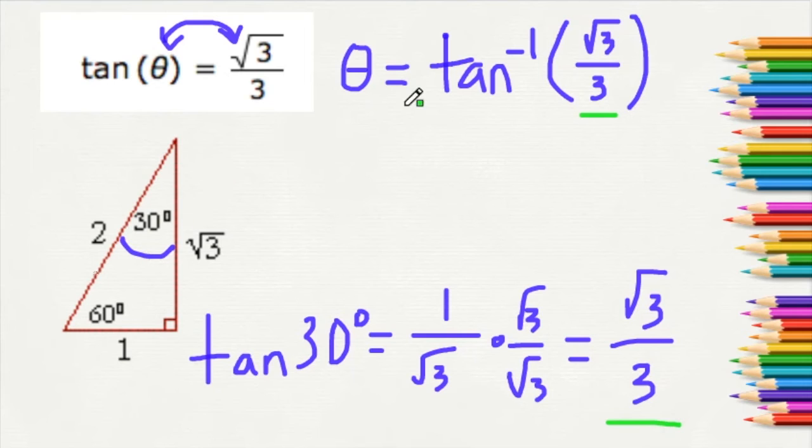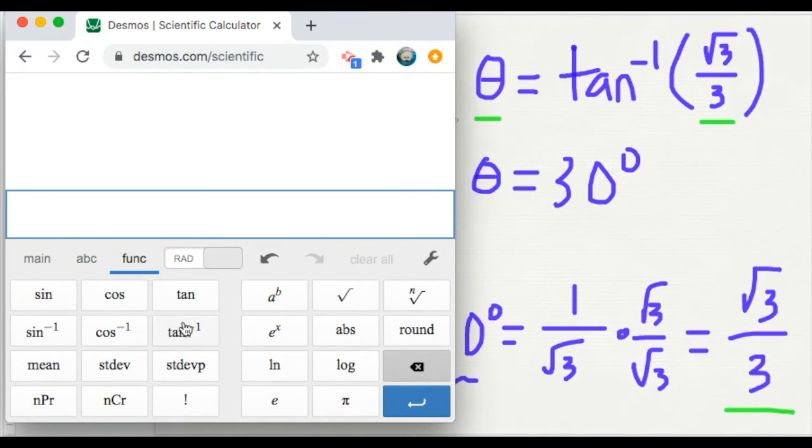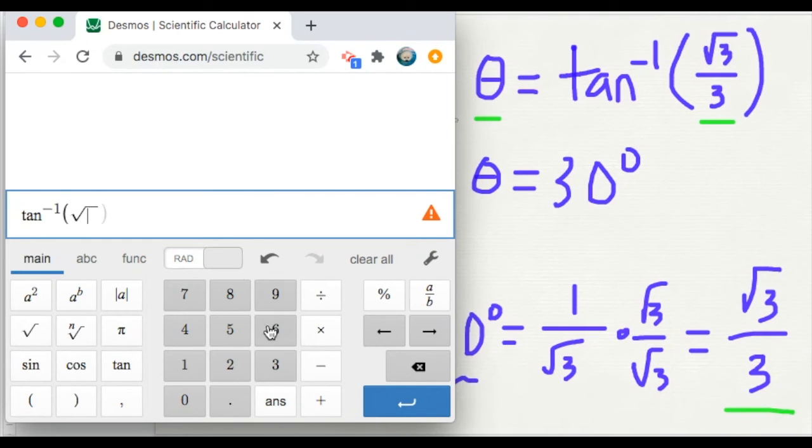And now you can see that it's the same thing as what we had for tangent inverse. So that means theta is equal to 30 degrees. Now, if you've forgotten the special right triangles, you can always use Desmos to help you. All you need to do is use the inverse functions. So click on functions on Desmos, then you'll find tangent inverse. Then you type in your ratio, root 3 over 3, and it will give you the angle measurement of your angle, theta.